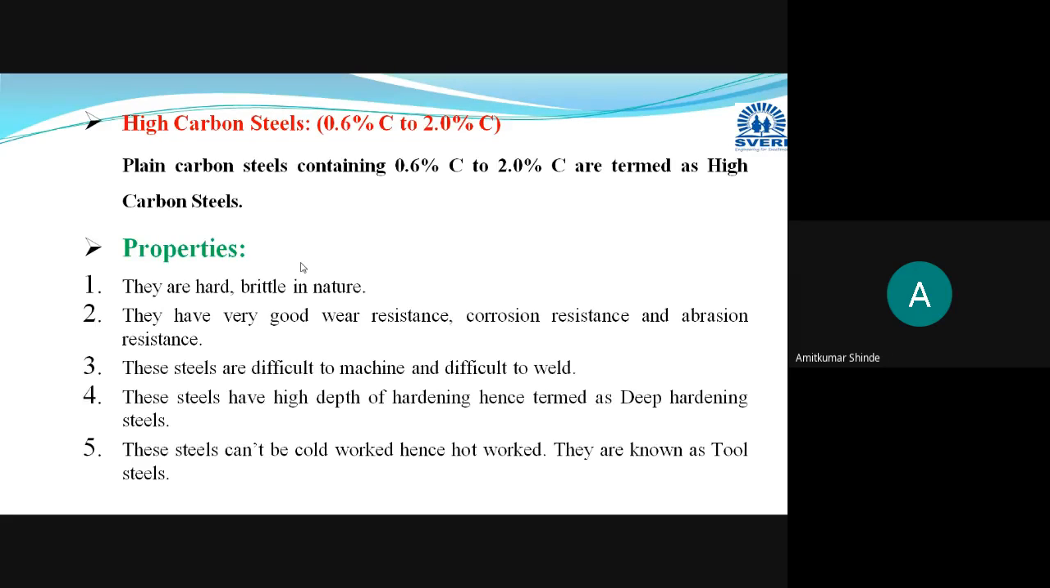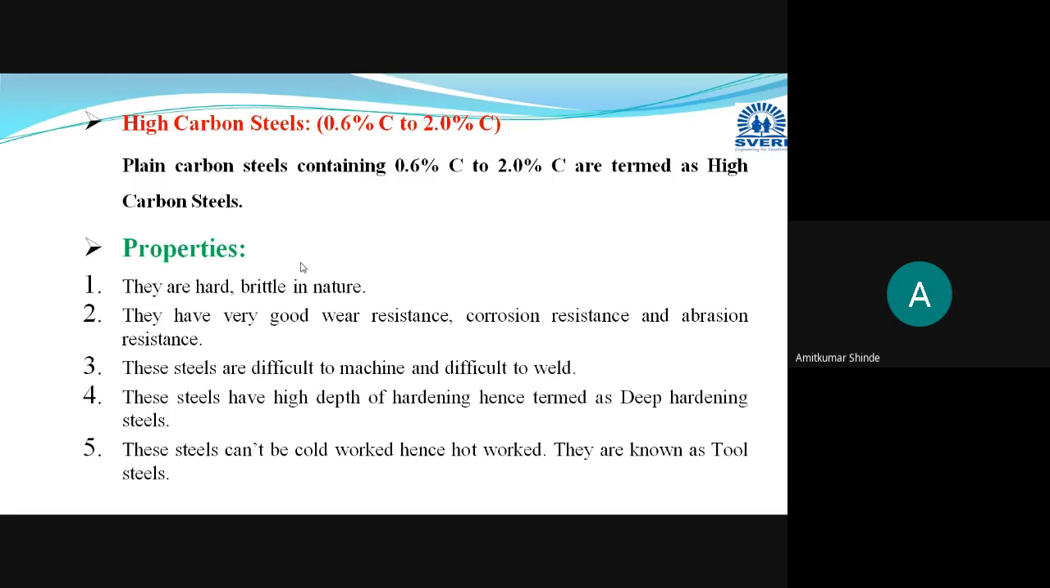Then, related to the depth of hardening, doing the hardening process of high carbon steel is very easy, and you can attain a very high depth of hardening here. That's why it is termed as the deep hardening steels. Just try to remember that hardening is nothing but improving the hardness of that particular kind of steel by doing the heat treatment process. How the actual process is conducted is in the second or third chapter of your syllabus. There we have that detailed procedure.